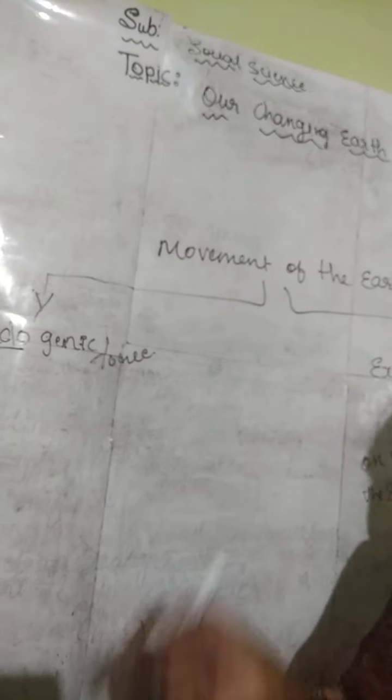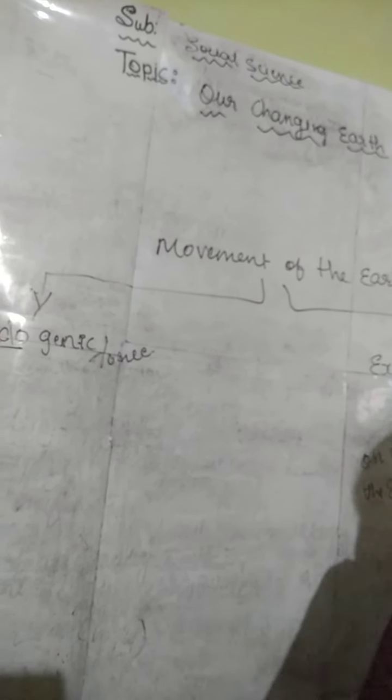Sometimes the endogenic forces produce sudden movements, and sometimes they produce slow movements. For example, volcanoes and earthquakes. So how are they produced?